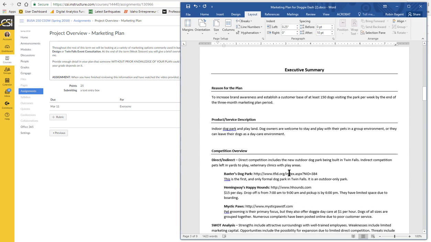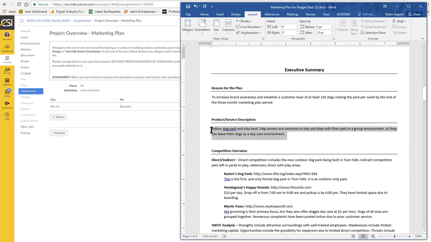So your plan is divided into 2 segments. The first is your executive summary. And this is the text-based portion that just discusses your goals in general. So you start with your reason for your plan, and that would be your goals and your objectives. What do you want this plan to do? Why did you take time to create it?